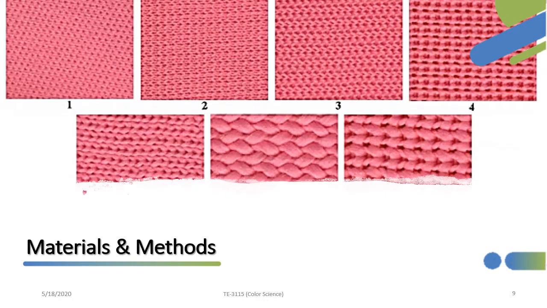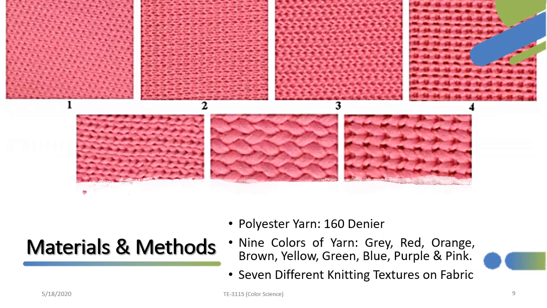Here are the materials and methods. Polyester yarn of 160 denier was used in 9 colors: grey, red, orange, brown, yellow, green, blue, purple and pink, while the knitting fabrication technique was used to create different textures on the surface of the fabrics.